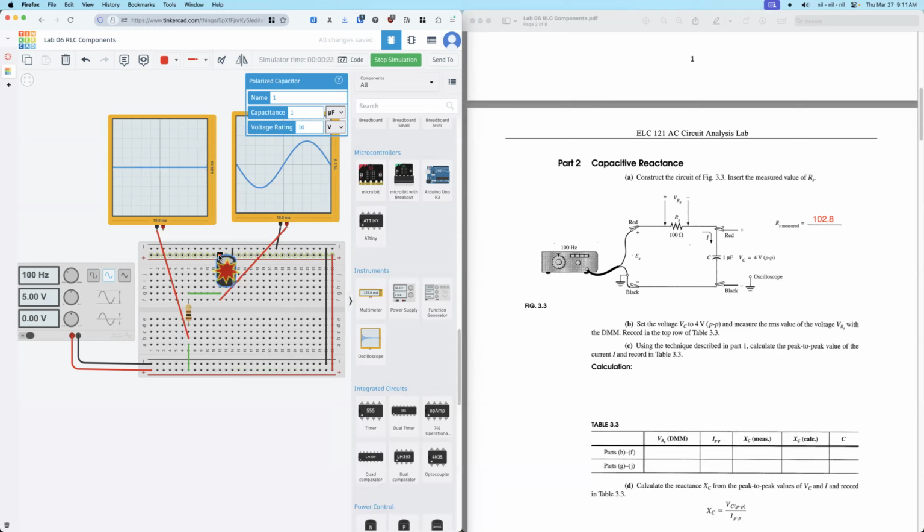Okay, so let me double check. This one, positive, positive, positive. Yeah, this is positive, correct? Positive, negative, negative, negative. Yeah, everything seems correct. This is 100. Yeah, correct. Let me double check this.